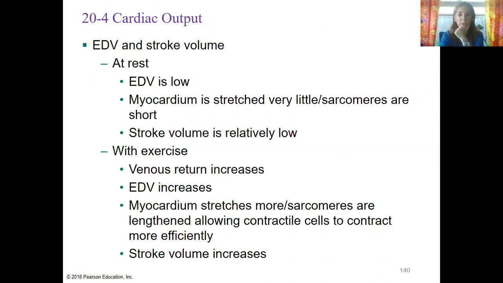This is kind of similar to what I just said. At rest, if your EDV is low, then you don't have a lot of myocardium being stretched. Therefore, your stroke volume is going to be relatively low. That's the comparison of the little balloon that could not get blown up that much. And then with exercise, you have the larger balloon. Now you have a whole lot more blood returning to your right atrium a whole lot quicker, which means your EDV is going to increase since your venous return increased. That stretching is going to cause the cells to be a whole lot more efficient in their contractile process and increase that stroke volume.